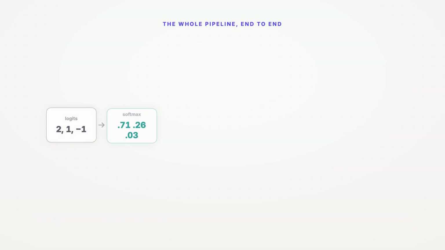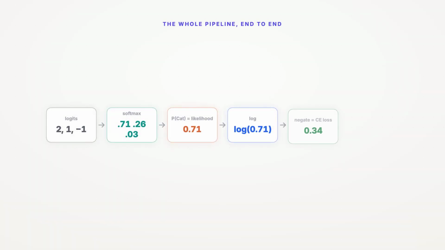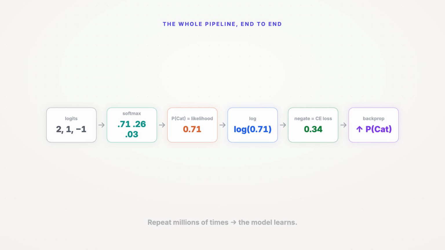Let's run the entire pipeline once end to end. The network outputs logits, 2, 1, minus 1. Softmax turns them into probabilities, 71, 26, and 3%. The true answer is cat, so we grab the probability of cat, 0.71. That is the likelihood. Take its log. Flip the sign. That gives the negative log likelihood, about 0.34. And for classification, that is the cross-entropy loss.